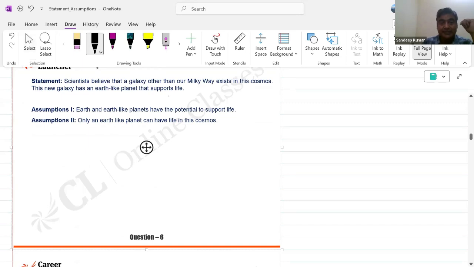Scientists believe that a galaxy like our Milky Way exists in this cosmos. Cosmos means universe. The new galaxy has an Earth-like planet that supports life. Okay, Earth and Earth-like planets have the potential to support life. Yes, this is possible because the new galaxy has an Earth-like planet that supports life. Earth and Earth-like planets have the potential. So we are not saying it is a certainty, they have the potential, possibility to support life.